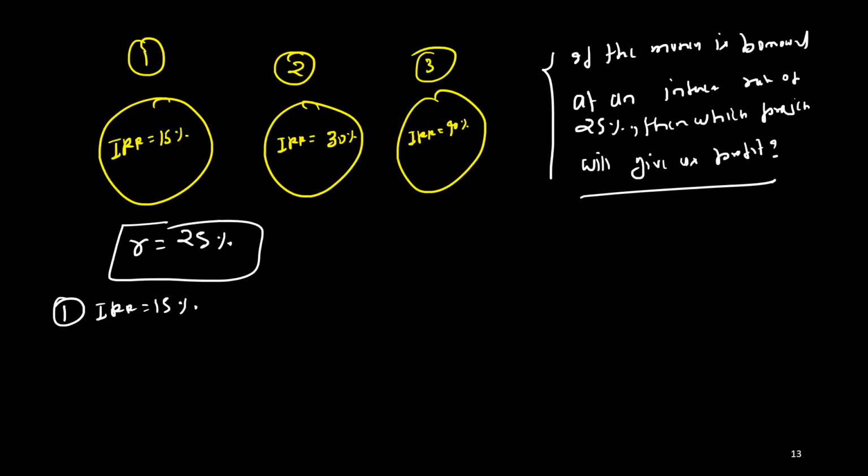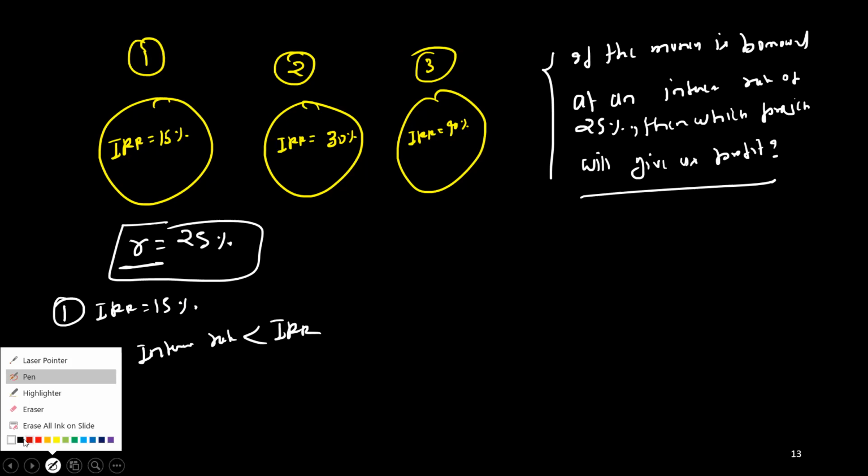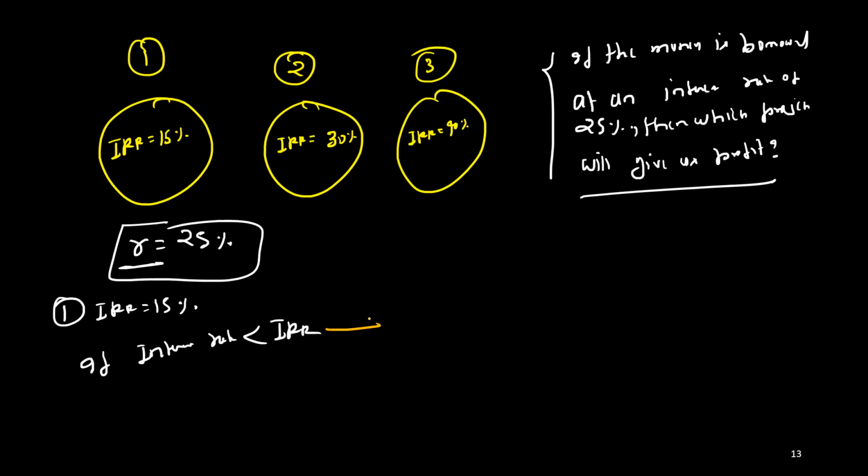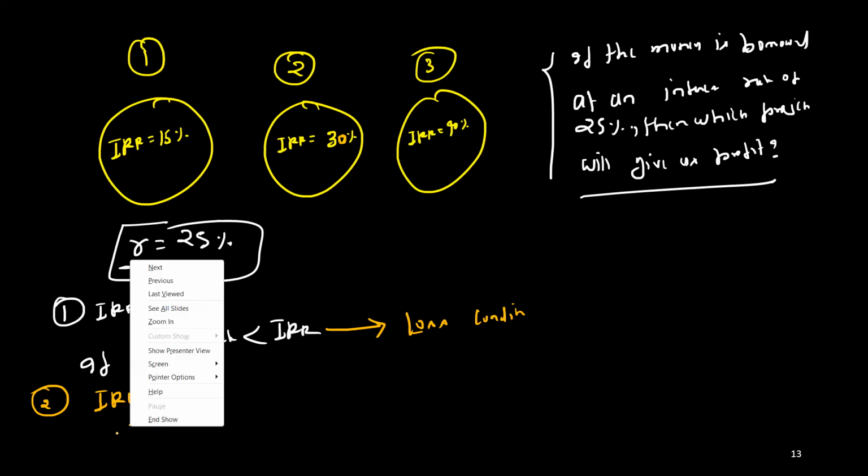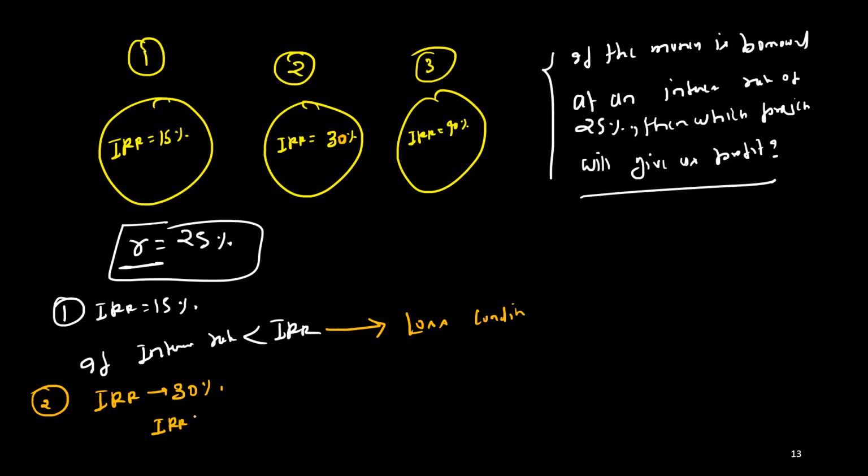So if interest rate is greater than internal rate of return, then in this condition you will be in a loss condition. Fine. Second, in the second case, you will be getting 30%. And here you will see that IRR is greater than interest rate.